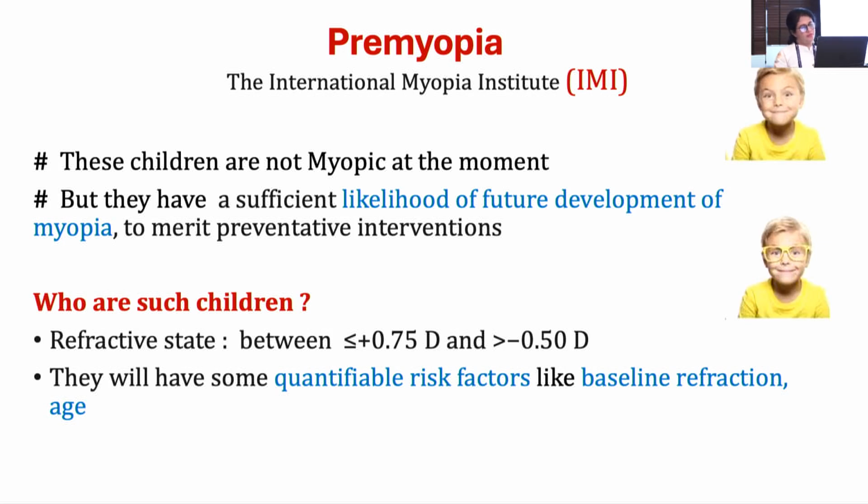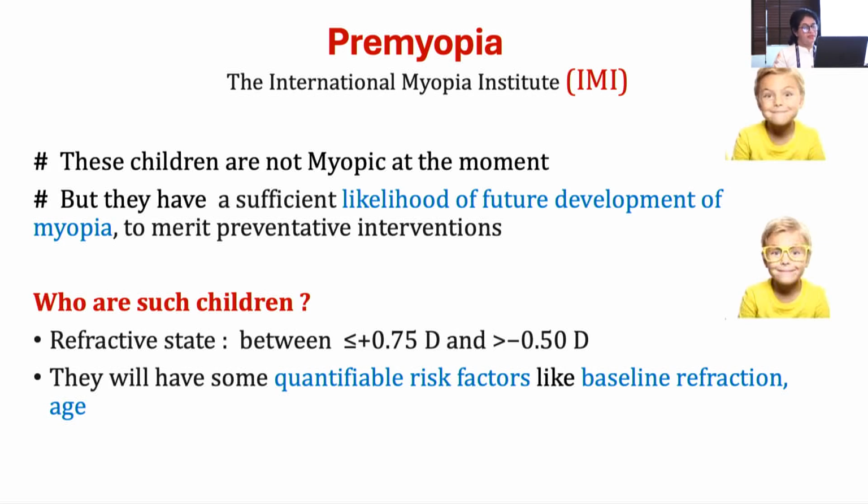And a concept of pre-myopia was introduced by IMI, the International Myopia Institute. These are children who are not myopic at the moment, but they have a sufficient likelihood of future development of myopia to merit preventive interventions. Who are these children? They have a refractive status between less than plus 0.75 diopter and minus 0.5 diopter.